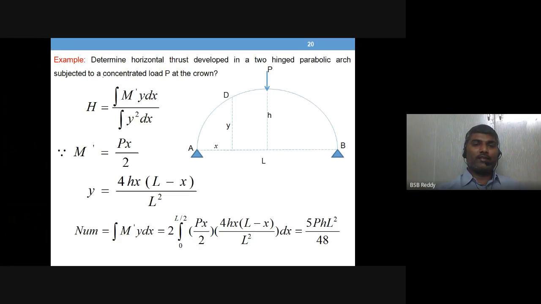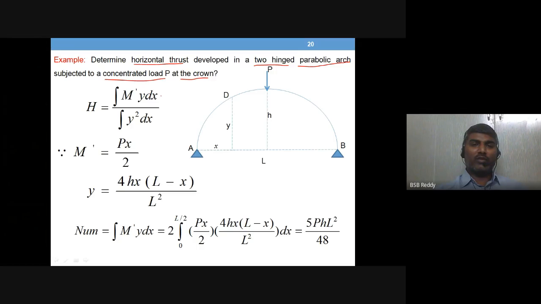Right, let us see one example. Determine the horizontal thrust developed in a two hinged parabolic arch subjected to a concentrated load P at the crown. Okay, so the given is a two hinged parabolic arch which is subjected to a point load. What we want is the horizontal thrust.